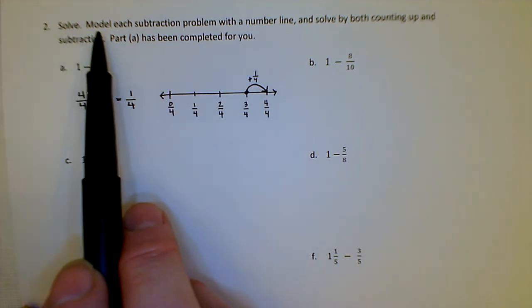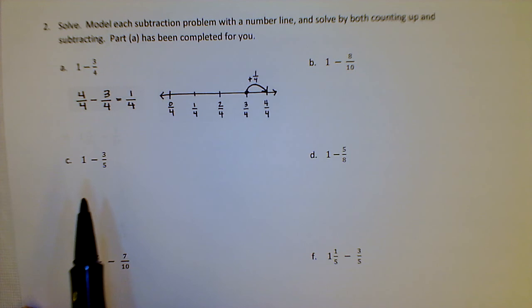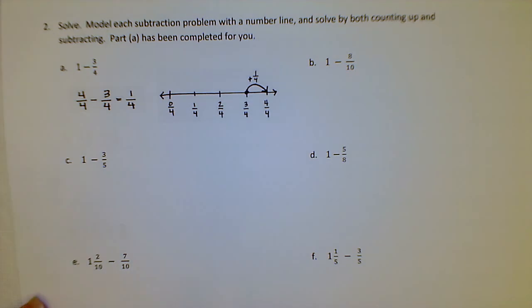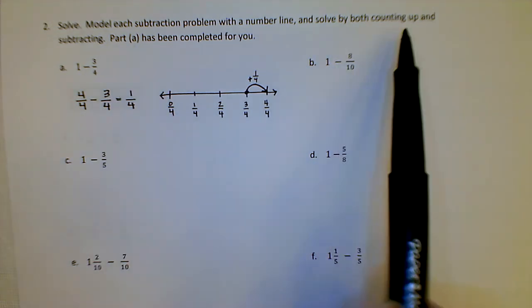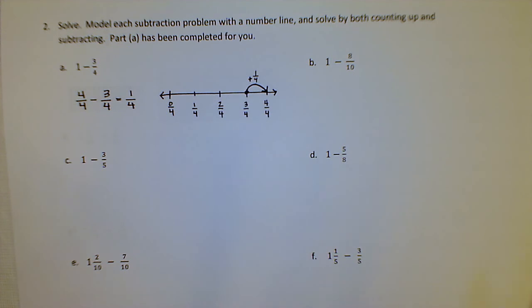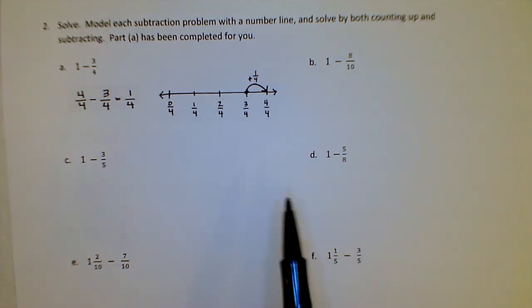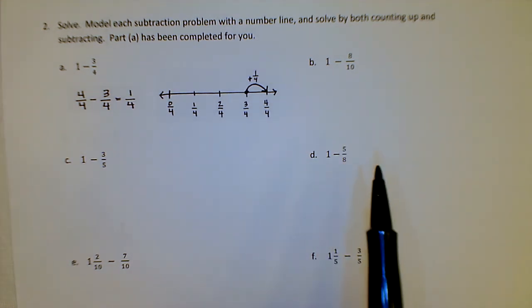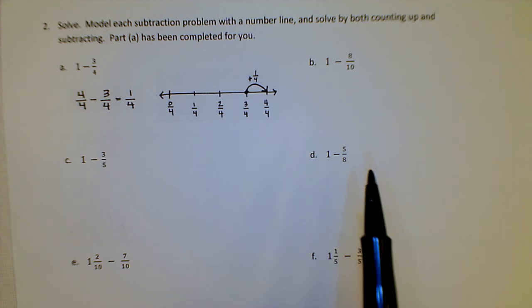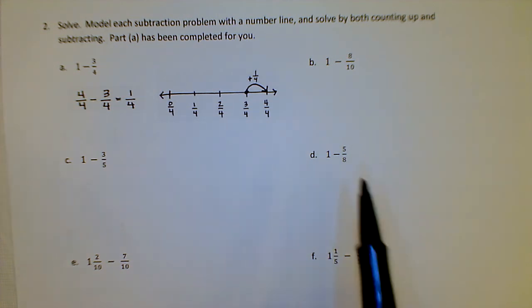It says solve, model each subtraction problem with a number line and solve by both counting up and subtracting. And it says part A has been completed for you. So my concern is that if I do both counting up and subtracting, I think that we're going to throw you guys off big time. So what I want to stick with is that I'm going to just do subtraction on here instead of the counting up. Sometimes it would be easier to count up, for example, on this one. But I really want to focus on doing it one way for you guys. You may do it either way, whatever you're the most comfortable with.